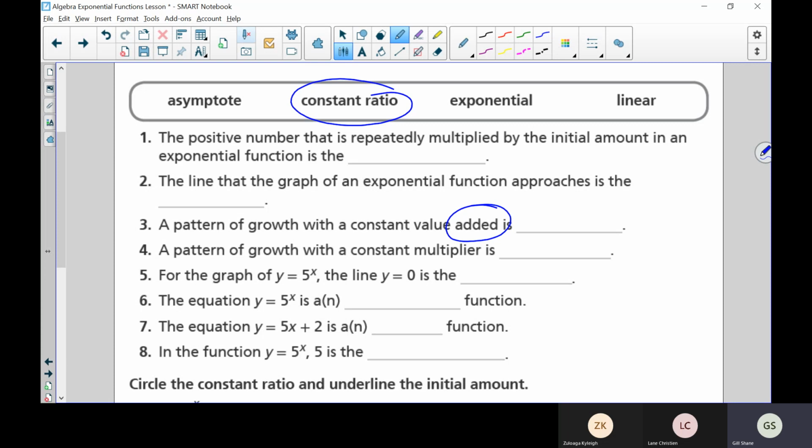The next one's exponential. So now that's the key word right there. For a pattern of multiplication, that's exponential. Is the constant ratio for number 6? What kind of function is that? Exponential. Yeah, again, the key is we have an x there.